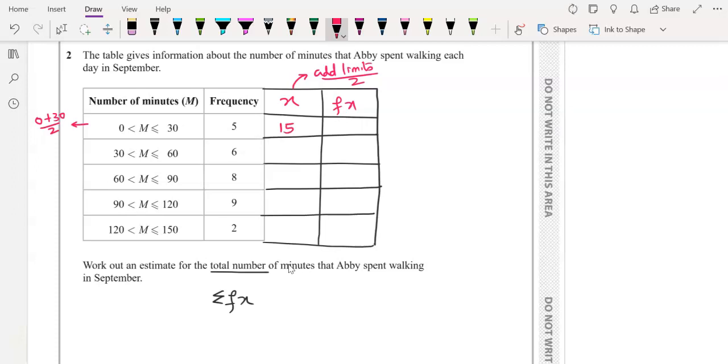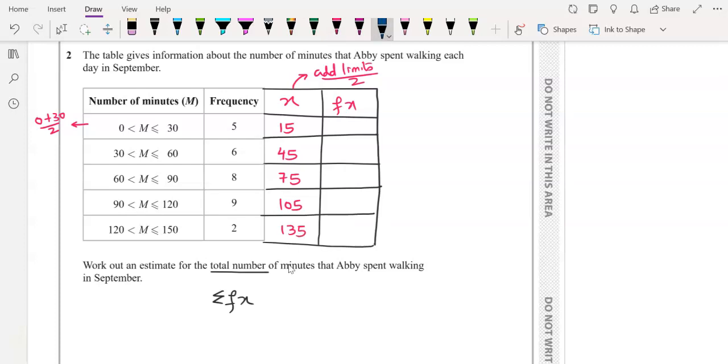Similarly, for 30 to 60, it is 45. 60 to 90, it is 75. 90 to 120 is 105. And 120 to 150 is 135.